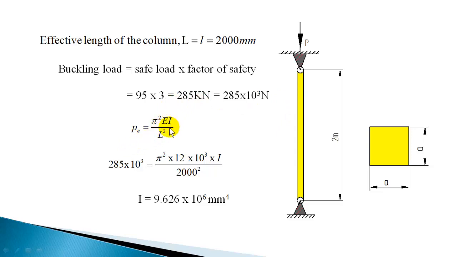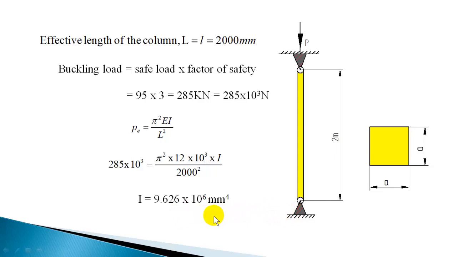Euler's formula is pi square EI by L square. We know the buckling load 285 into 10 raised to 3 Newton. E value is given 12 into 10 raised to 3 Newton per mm square. I we need to calculate because column cross section is not known. So the effective length is 2000. So substituting that, you get I as 9.626 into 10 raised to 6 mm to the power of 4.